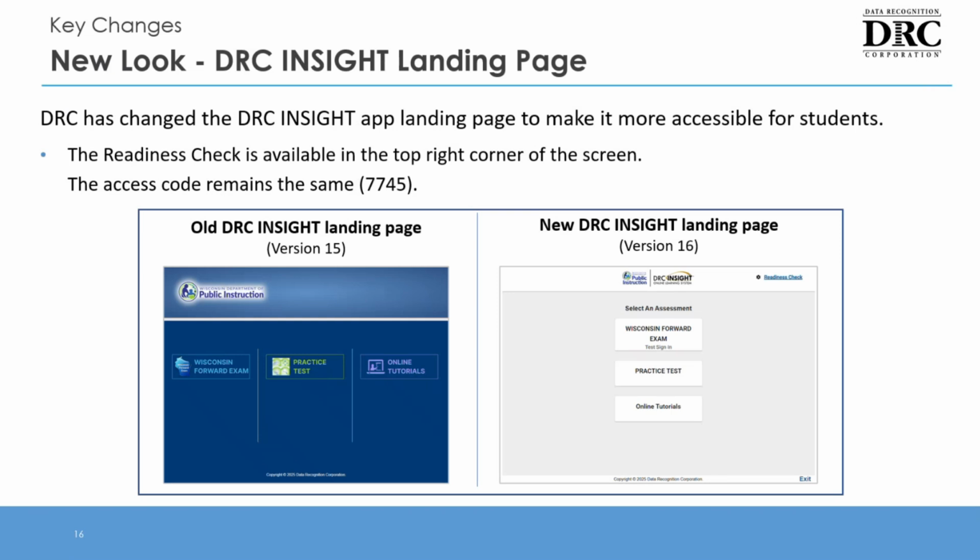We've also made changes to the DRC Insight app landing page, also to improve accessibility for students. The system readiness check has also been moved. It used to be accessed via a faint check mark in the bottom left-hand corner, but now it has been moved to the top right corner and it's a visible button. And the access code remains the same, which is still 7745.